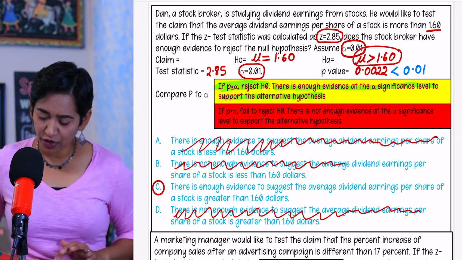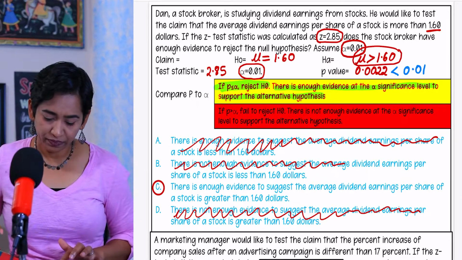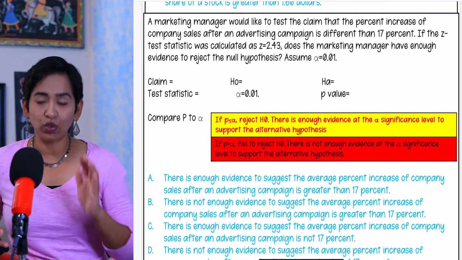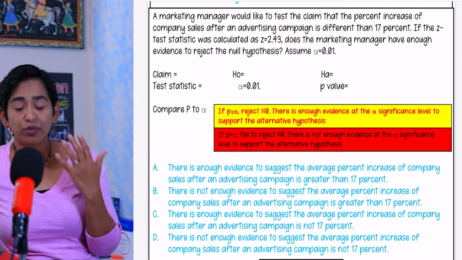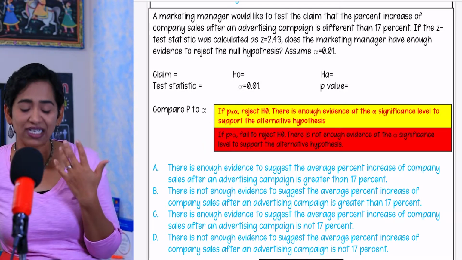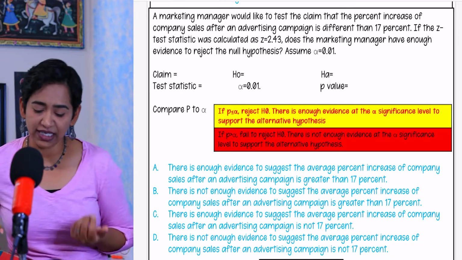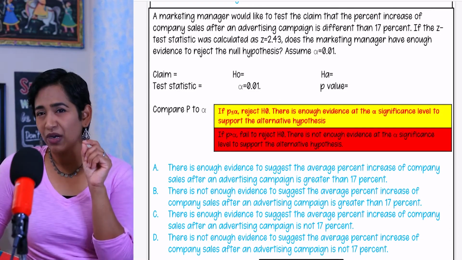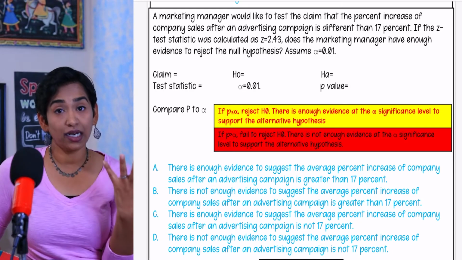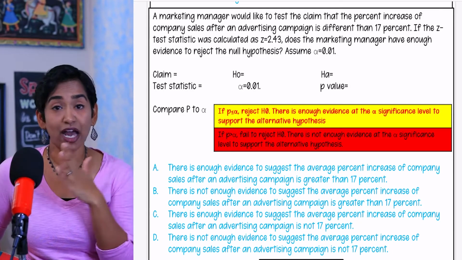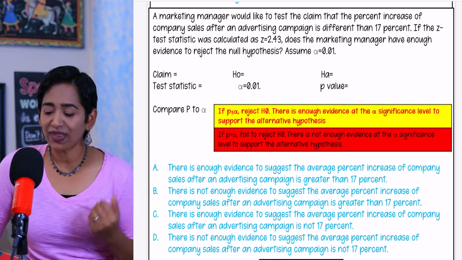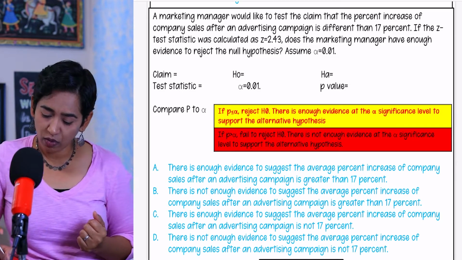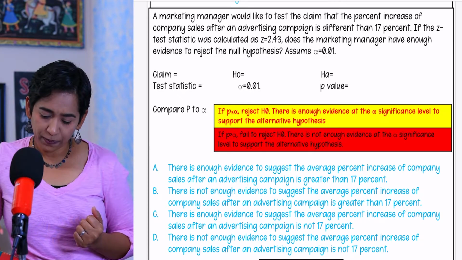All right, let's go ahead and do one more problem. A marketing manager would like to test the claim that the percentage increase of company sales after advertising campaign is different than. Keep in mind, what did I talk about? Different is not less, not more. So not equal to. Different than 17%. So I know, did they say average?